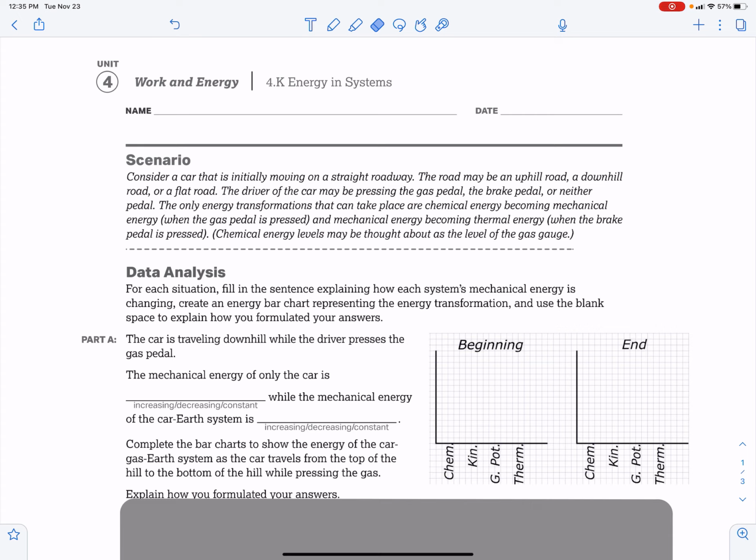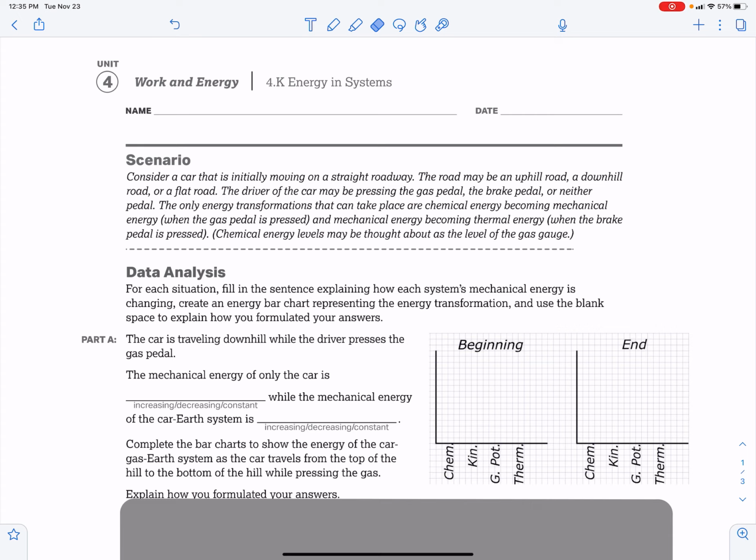Let's begin. In this scenario, consider a car that is initially moving on a straight roadway. The road may be going uphill, downhill, or on a flat road. The driver of the car may be pressing the gas pedal, the brake pedal, or no pedal. The only energy transformations that can take place are chemical energy becoming mechanical energy, that is when the gas pedal is pressed, and mechanical energy becoming thermal energy when the brake pedal is pressed.